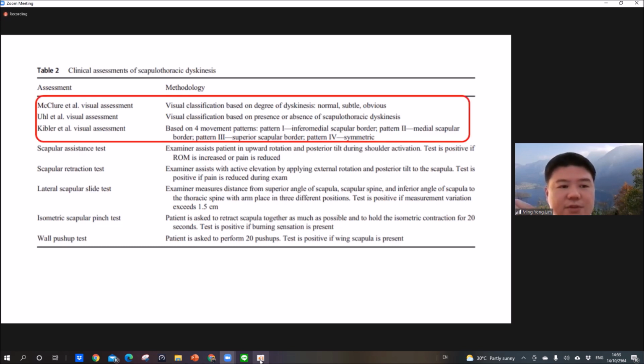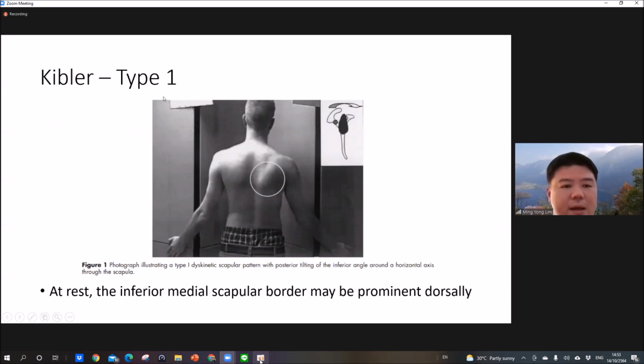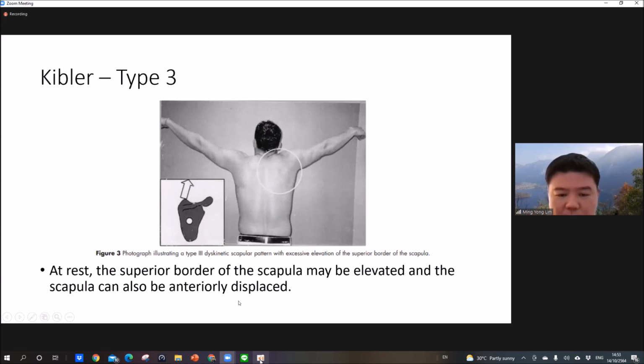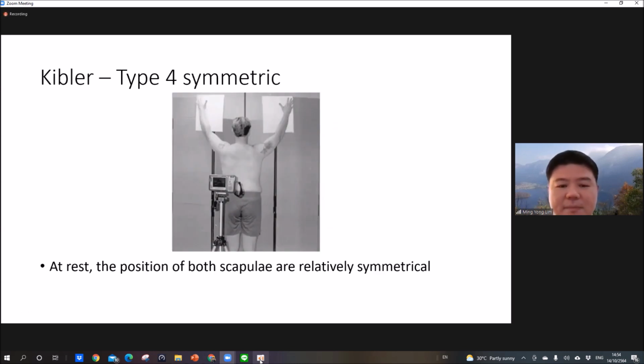The first three are classifications, basically macro and so on. It's basically just normal, subtle, obvious, or present or absent. Kibler's is more systematic because they classify into 4 types, 1 to 4. Type 1 is where the inferior medial scapular border is prominent. Type 2 is where the medial border is more prominent dorsally. Type 3 is where the superior border of the scapula is elevated, and the scapula may also be anteriorly displaced. And type 4 is normal, symmetrical.